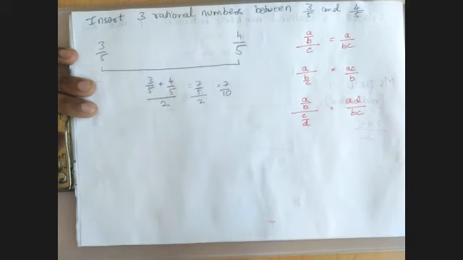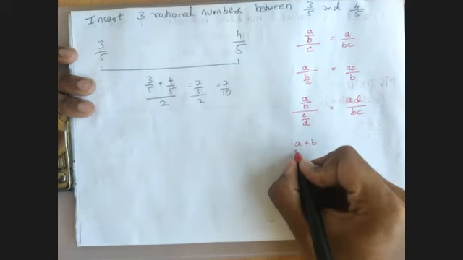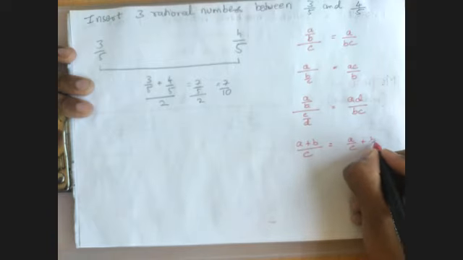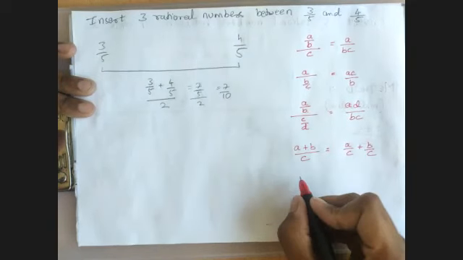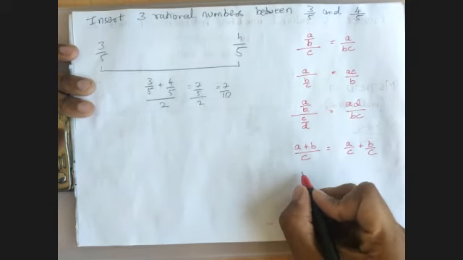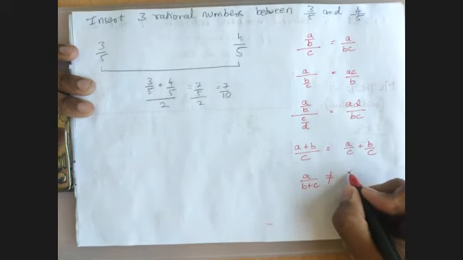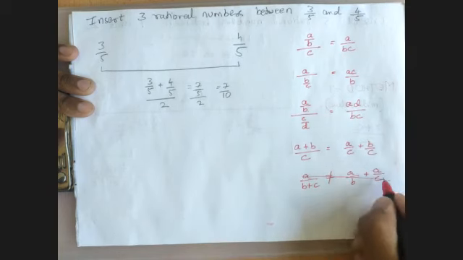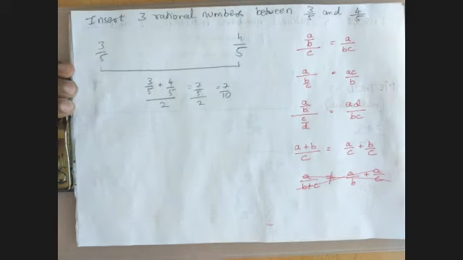And yeah, we should also remember that A plus B by C can also be written as A by C plus B by C. It has the same denominator. But we cannot write this: A by B plus C cannot be written as A by B plus A by C. This is false. So knowing these, let us continue with our problem.